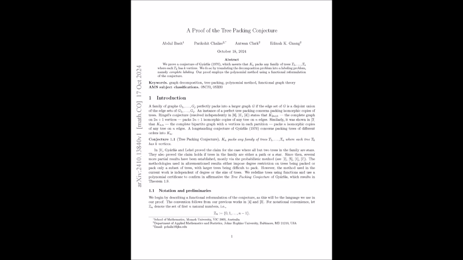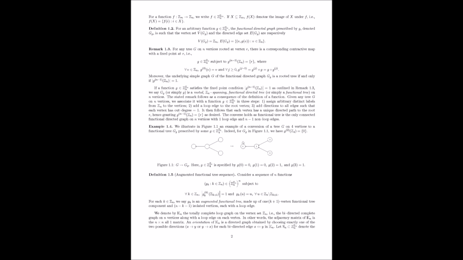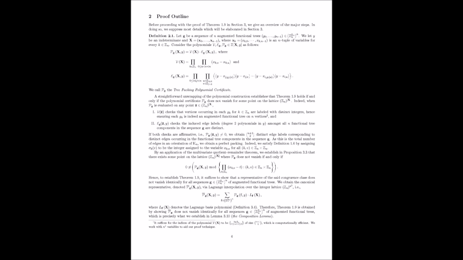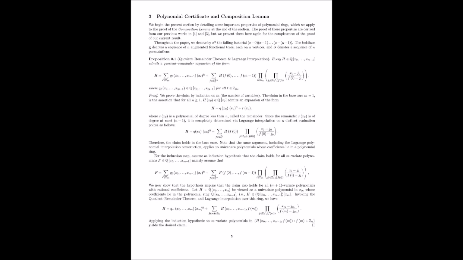That's cool. So let's break down this polynomial certificate thing. It sounds kind of scary, but I have a feeling you can make it make sense. I'll give it a shot. Okay, so they built this special polynomial. It's written as P_G(x, y), with a little g at the bottom. The G stands for a sequence of what we call augmented functional trees. Basically, imagine a tree where you've picked a root and then make sure there's only one path from each vertex back to that root. That's your augmented functional tree. Now, this polynomial is set up in a really clever way.